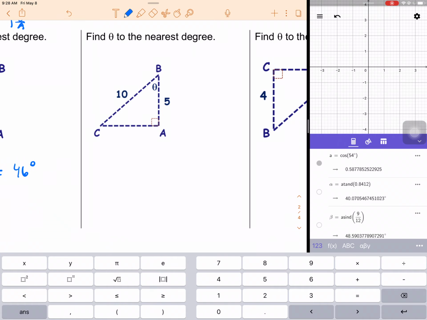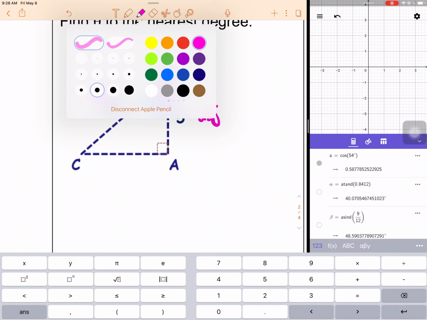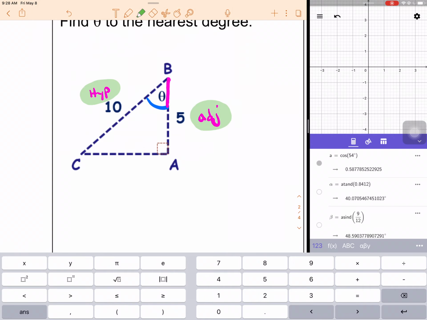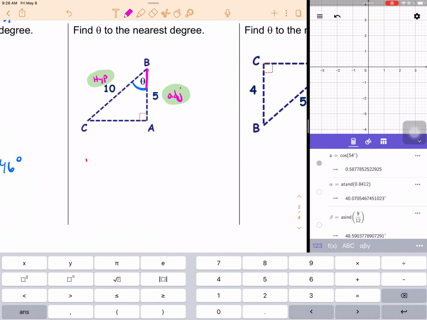Let's do one more together. So here's theta. We have to label the sides. Opposite the right angle, so 10 is the hypotenuse. And then it's the side touching theta, so this is adjacent. So which ratio uses hypotenuse and adjacent? Let's see. Cosine. So cos of theta equals adjacent over hypotenuse.